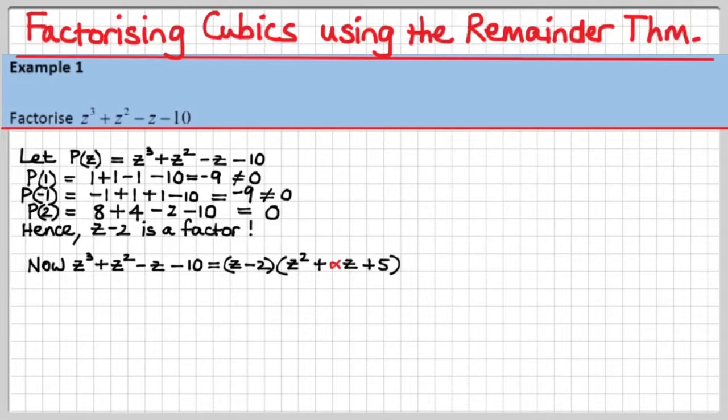Now, I'm saying that this cubic is equal to my newly found factor times some kind of quadratic. But I know what the front term is and what the back term is. How do I know that? Well, I know that the two leading terms must multiply together to give the leading term over here, which is z cubed.